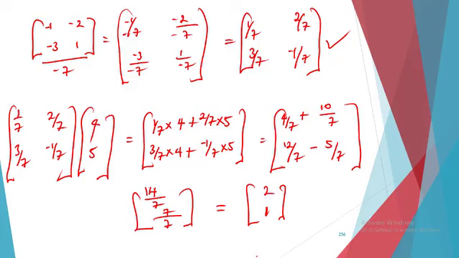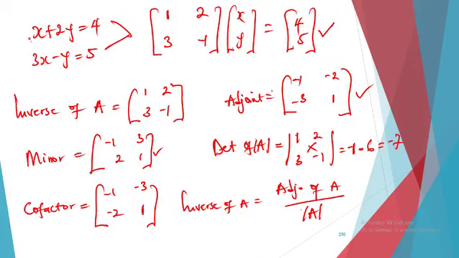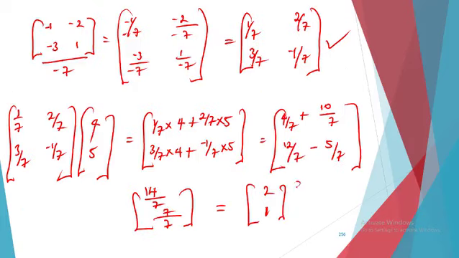So at this point we have 2 and 1. So remember, we have here to be x and y. So the values of x and y are 2 and 1. So x is equal to 2 and y is equal to 1. Okay, so that's a very simple way of solving this. Let's now go over to 3 by 3 matrix.